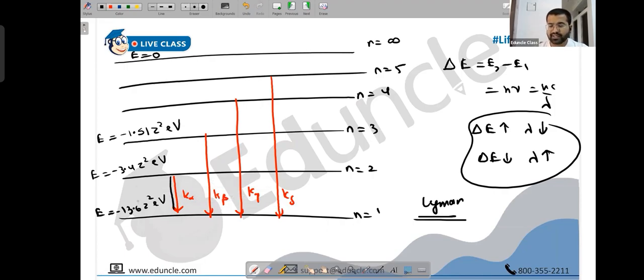K alpha is 3.4 to 13.6, a smaller transition. 1.51 to 13.6, a larger transition. Here to here, larger. So, people, where is the smallest transition and where is the highest transition for Lyman series? K alpha is the smallest, and K delta is the largest.